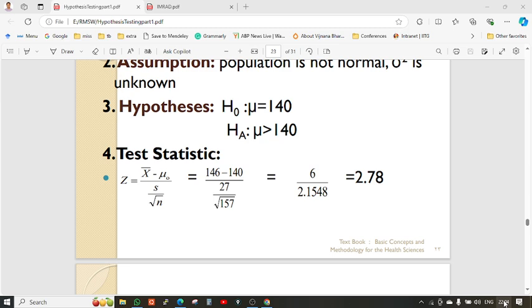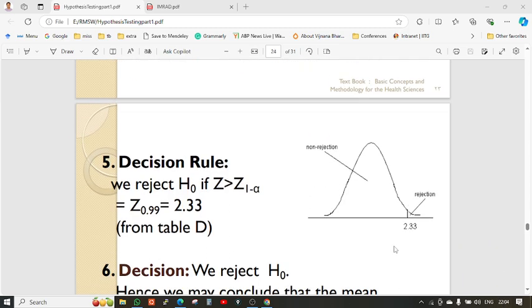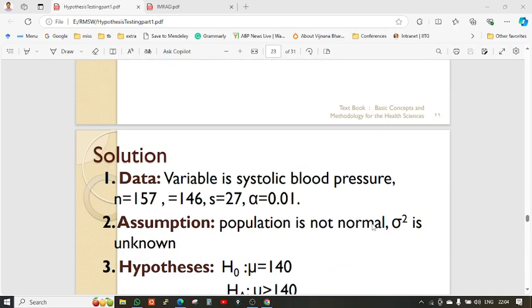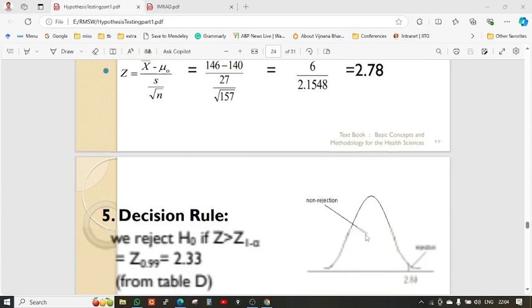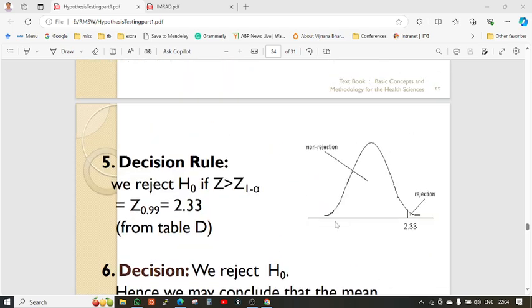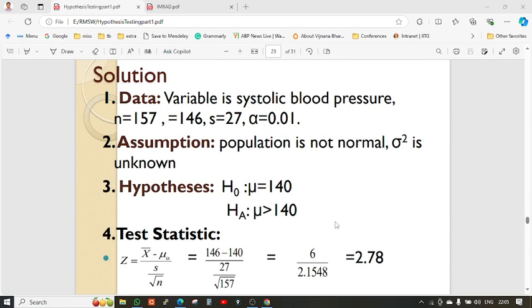So we have found it is 2.78. Just put in the values, nothing very big task. So let's decide by taking the value from the table. We have found that it is 2.33. Compare the values: the calculated value is 2.78 and the tabulated value is 2.33. Here the calculated value is higher than the tabulated value, that is 2.78 is greater than 2.33.